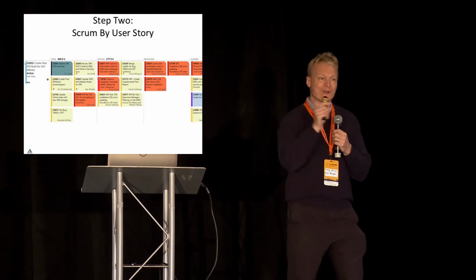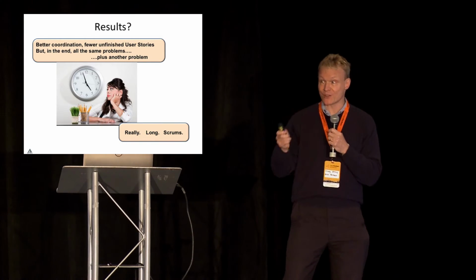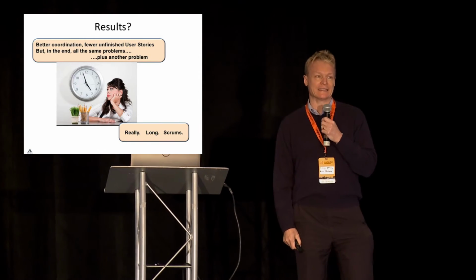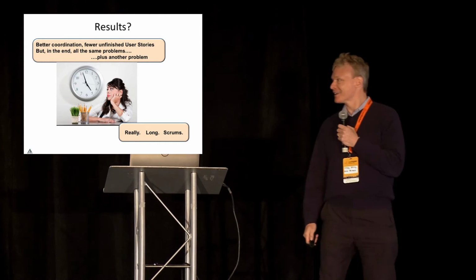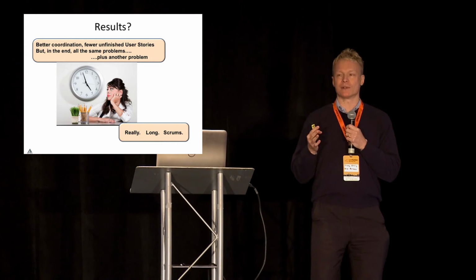So we said, okay, put on our Scrum Master hat, what can we do? Aha! We will run our Scrums by user story. So every day, we would go through every single user story. Maybe it sounds familiar. So this did help. We did coordinate a little bit better, but in the end, we still had all the same 3 problems. And now we had another problem. Really long Scrums. So at this point, we decided, okay, we need to take a deeper look and really do a root cause analysis and see what's going on here.